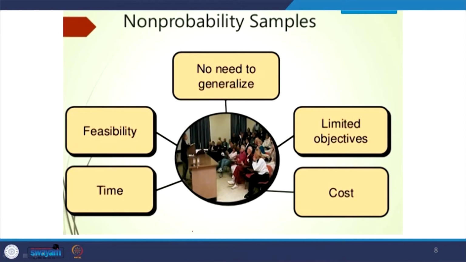The validity of non-probability samples can be increased by trying to approximate random selection, as I said a couple of minutes back, and also by eliminating as many sources of bias as possible. Now, non-probability samples also require time and cost. It has a very limited objective, as I said, and we need to understand the feasibility of studying. Just experiment is not enough, just behavioral mapping is not enough.